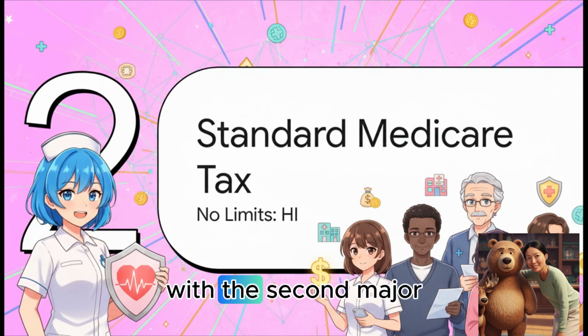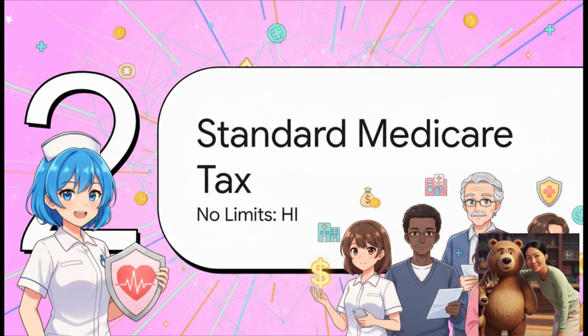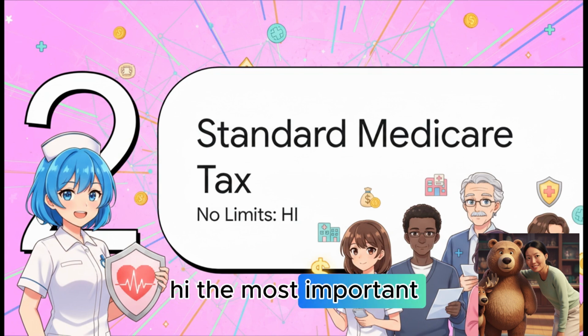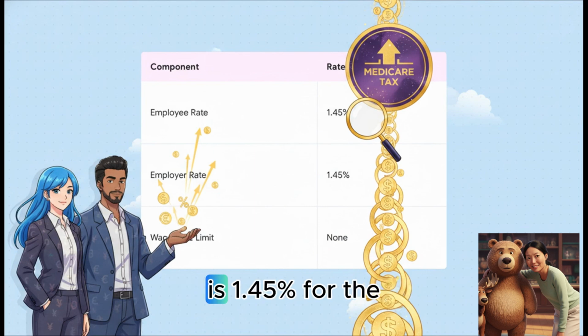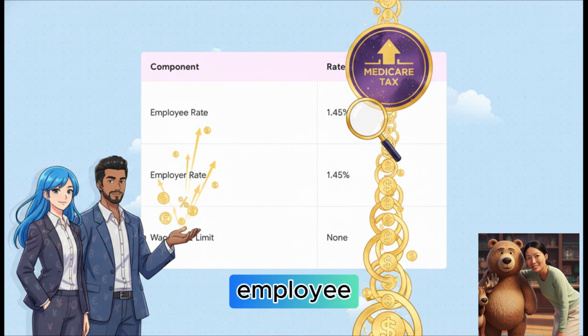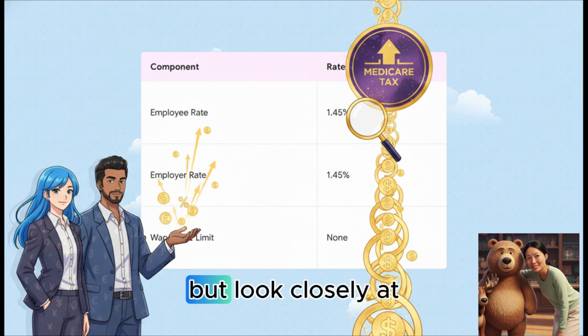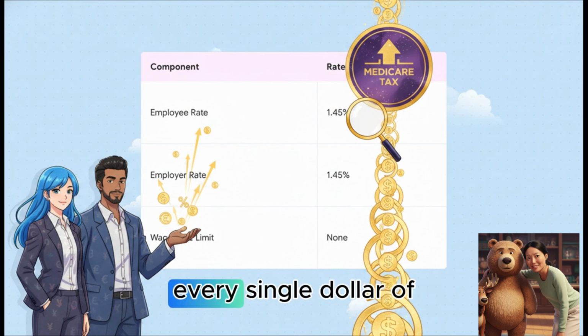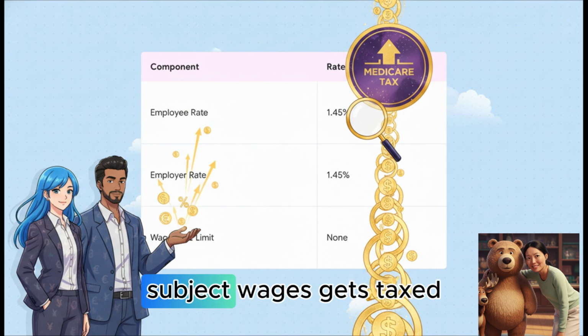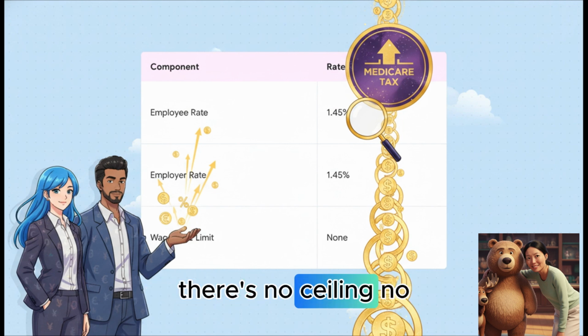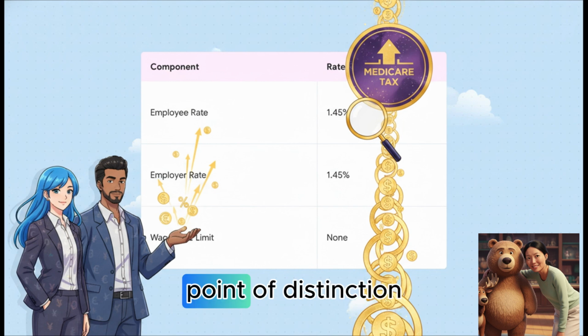Let's build on that with the second major component, Medicare. You'll also see it referred to as hospital insurance, or HI. The most important thing to remember here is how it's different from Social Security. The Medicare tax rate is 1.45% for the employee, and again, the employer matches that with another 1.45%. But look closely at the wage-based limit. See that? It says none, and that's because there isn't one. Every single dollar of an employee's Medicare subject wages gets taxed. There's no ceiling, no limit. That is a huge point of distinction.